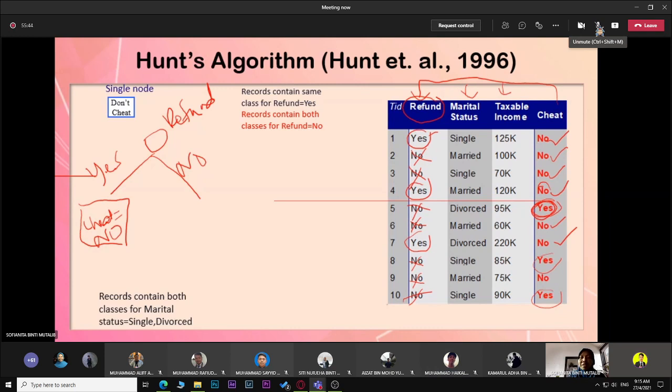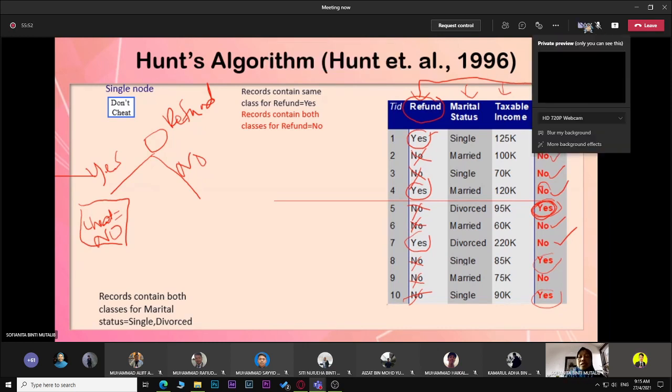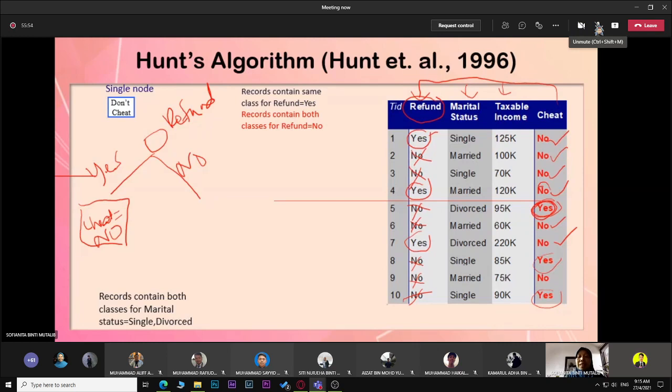Before making another branch, what does that mean? You have to choose, right? Yes. You have to choose another attribute as a splitting attribute. So imagine that we choose marital status. So you create a new node here as marital status.